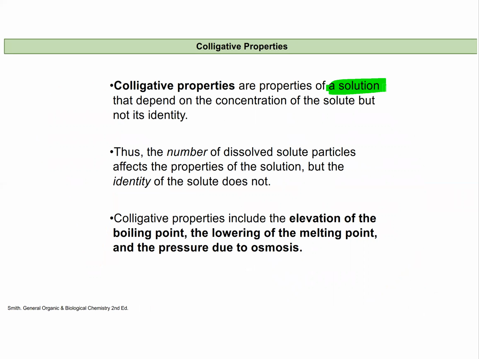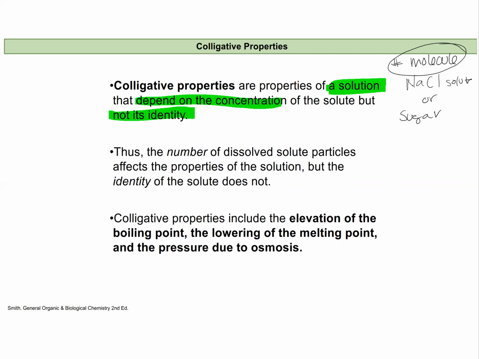And these are properties that are magical in that they depend only on the concentration of the solute and not its identity. So it doesn't matter if my solution is sodium chloride as a solute or sugar. The only thing that matters is my number of actual molecules, or we'll actually call it the number of particles that are suspended in the solvent. So that number becomes really important, and we'll see that this is going to depend on if something is a strong electrolyte or non-electrolyte too.